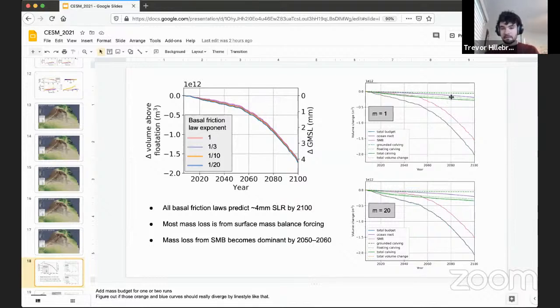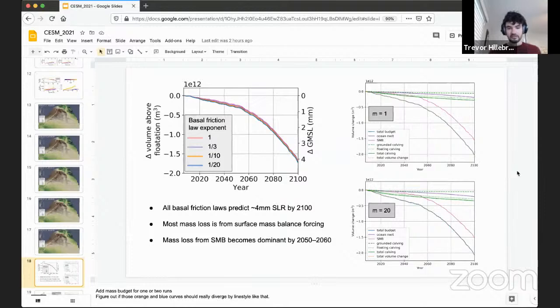So purple is the ocean melt, green is calving, separated out into calving from grounded ice and calving from floated ice in dashed and dotted lines, and the surface mass balance is in pink, and the total mass budget is this bottom curve here. And so in both of these scenarios, what you see is that by about 2050 or 2055, surface mass balance really takes over as the dominant source of mass loss here.